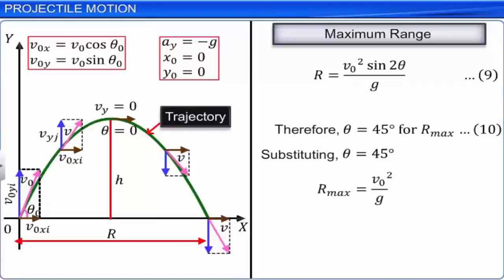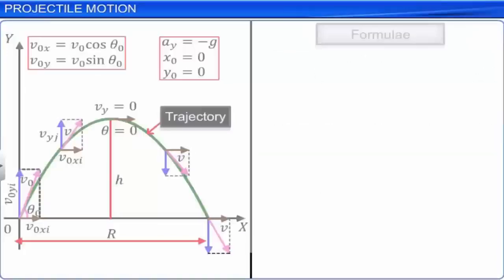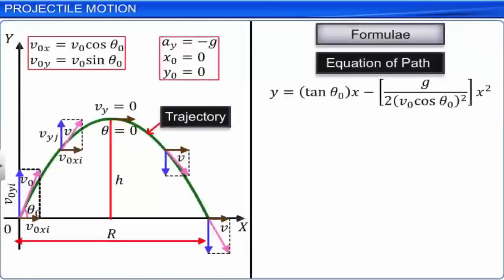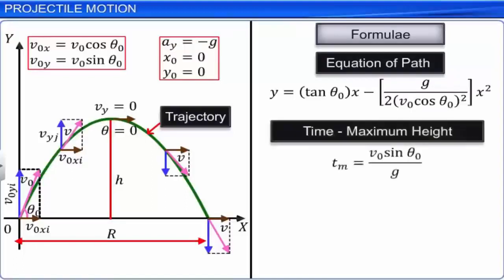The equation of the path for the projectile: y is equal to tan θ0 into x minus g divided by 2 into (v0 cos θ0) square into x square. Time taken for the projectile to attain maximum height: Tm is equal to v0 sin θ0 by g. The time of flight of the projectile: Tf is equal to 2 v0 sin θ0 by g.